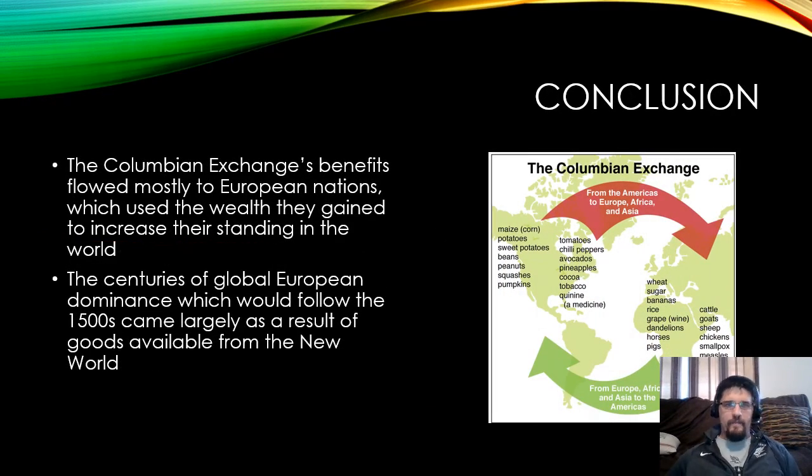Okay, the last one. The Columbian Exchange's benefits flowed I don't want to say exclusively, but very, very heavily to European nations because they were the colonizers. It's not too big of an overstatement to say that without the wealth of the Americas, Europe almost certainly does not come to dominate the globe the way that they would from roughly 1600 to roughly 1950.